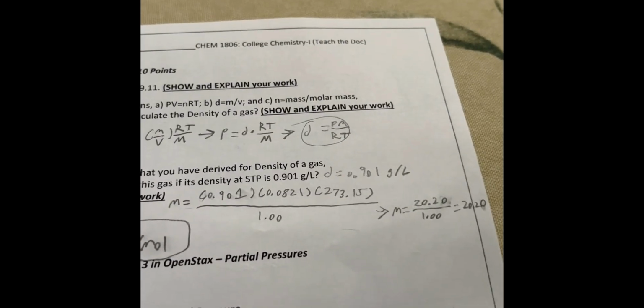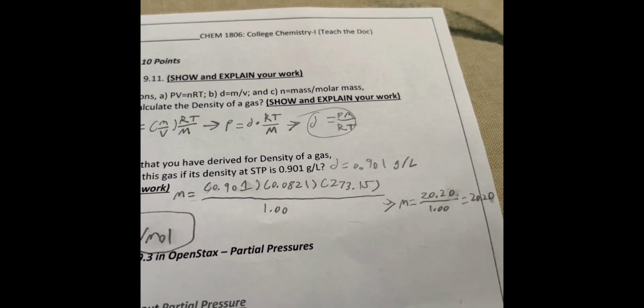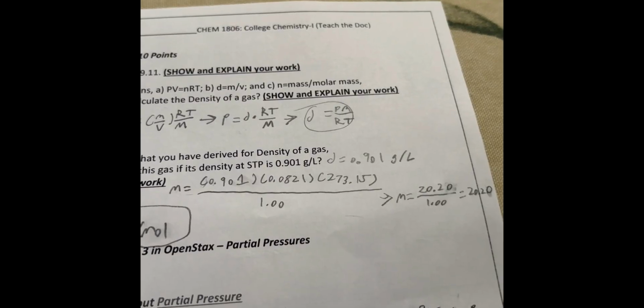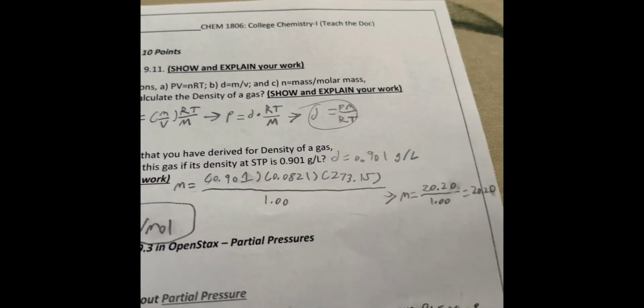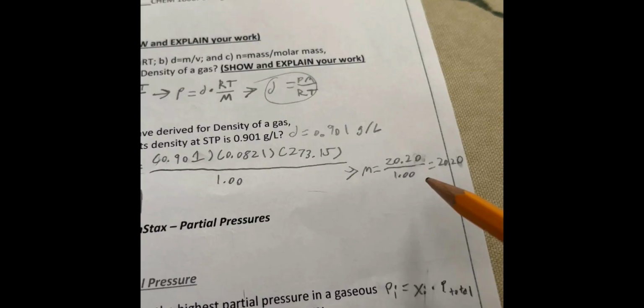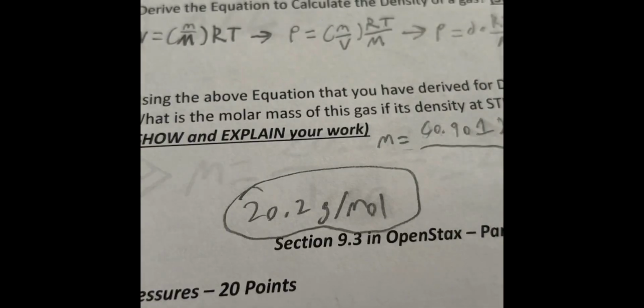And for the next question, we use the equation that we just created for density of a gas to find what is the molar mass of this gas if its density at STP is 0.901 grams per liter. So we will plug in our values, and the equation will look like 0.901 times 0.0821 times 273.15 over 1, which will come out to be 20.22 on top and 1 on the bottom, and that will bring our final answer to 20.2.